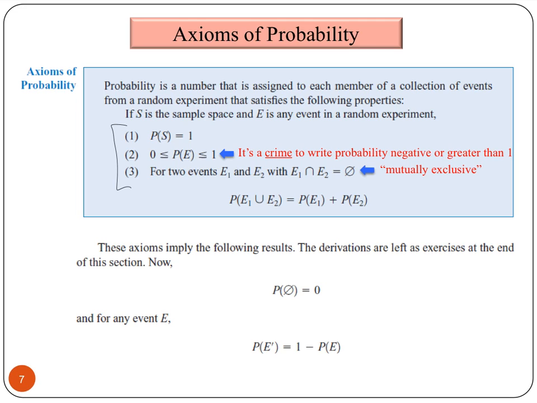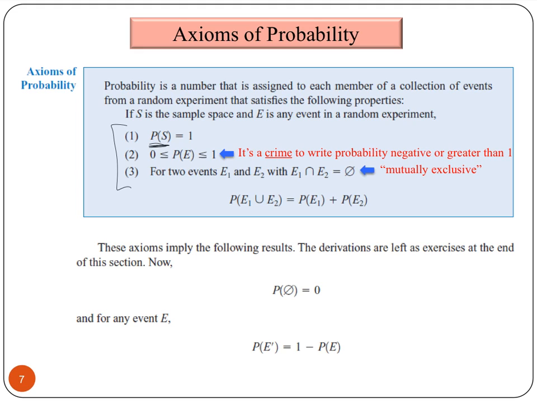Number 1, by definition, the probability of the sample space is equal to 1. Again, the sample space will always occur, because the sample space is the set of all possible outcomes. And when you do the experiment, one of those possible outcomes is surely going to be your output, right? Any one of them as an outcome will mean that the sample space occurred. So the probability of the sample space must be equal to 1.